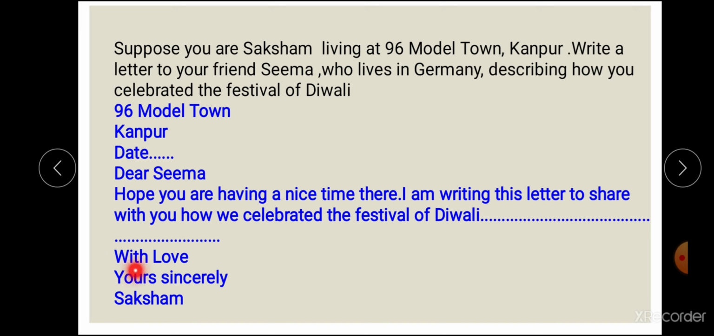Then students, at last we can write the complimentary close like yours sincerely. Then write your name as Saksham, whatever is given to you. Suppose you are Saksham, so write the name Saksham. If no name is given, then you can just write XYZ. So students, in this way we can write an informal letter. Now I hope all of you have understood how to write an informal letter. That's all for today students. Thanks and have a nice day.